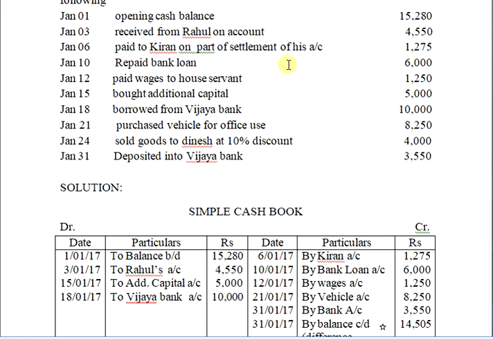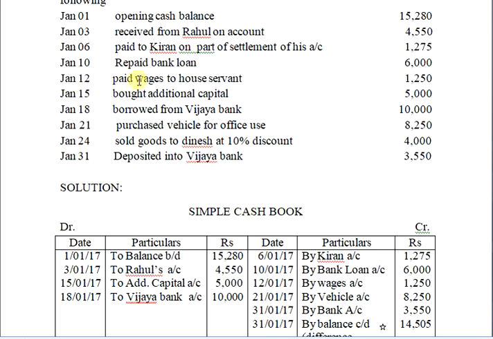Jan 10th, repaid bank loan, rupees 6,000. That is, we are paying the bank loan. When we pay the bank loan, what happens? Our cash balance reduces. Our cash balance reduces means it should be shown under which side? Credit side. So on Jan 10th, that is 10/1/2017, by bank loan account, 6,000.